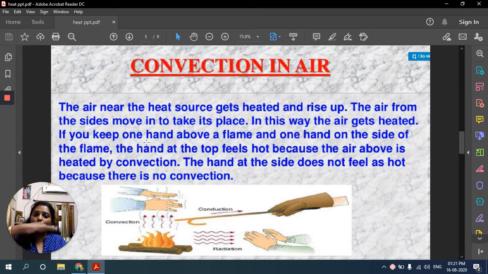If you keep one hand above a flame and one hand on the side of the flame, the hand at the top feels hot because the air above is heated by convection. As hot air is rising, it will reach this part and we will feel hot. As the cool air is moving towards this place, we will not feel as hot at this hand. The hand at the side does not feel as hot because there is no convection.